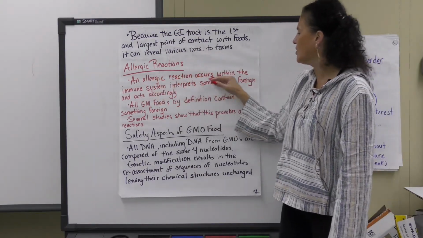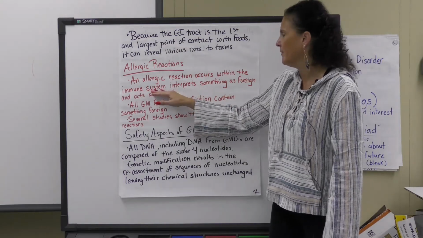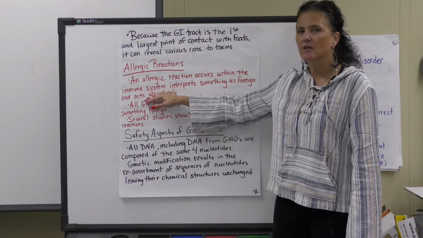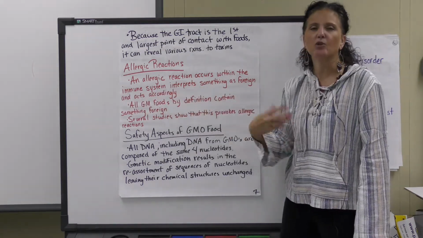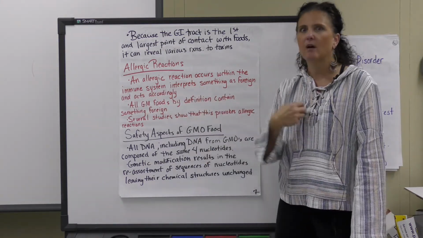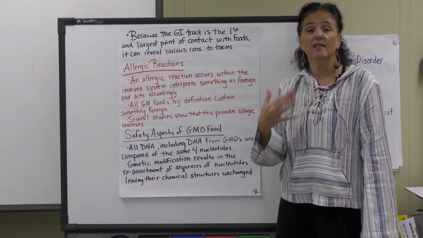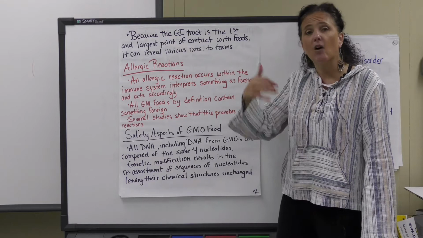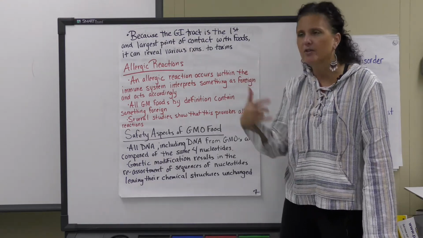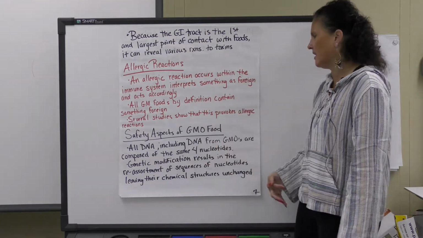An allergic reaction occurs within the immune system, and what that immune system does, it interprets something as foreign and acts accordingly. That's what your immune system is for. Something comes into your body and it says, this isn't supposed to be here. We're going to build up antibodies against it. Your white cell count goes up, right? Your helper cells, your B cells, your T cells, things like that.